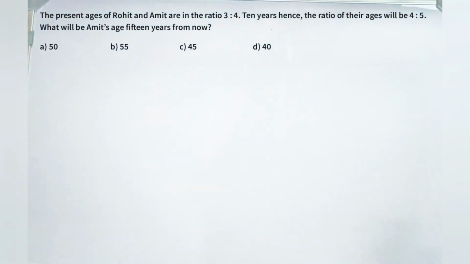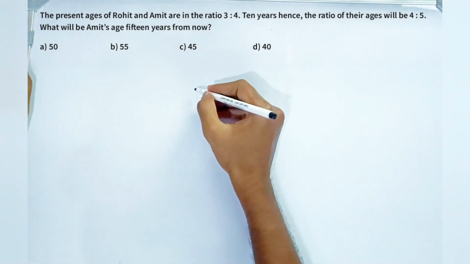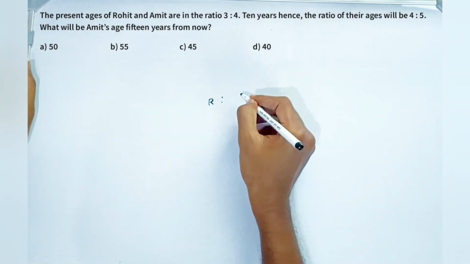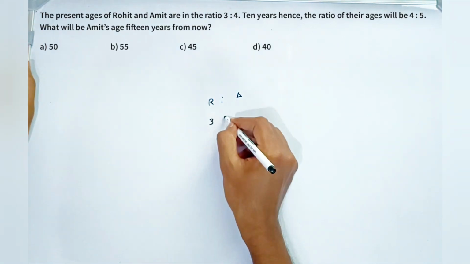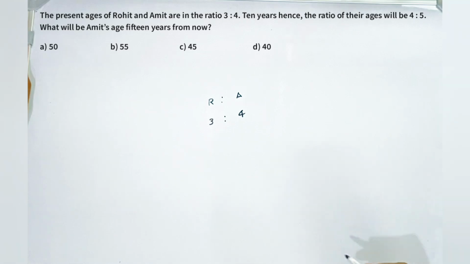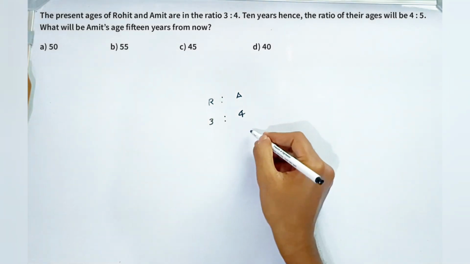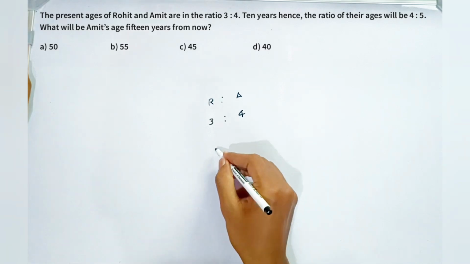Okay, going to the next question. The present ages of Rohit and Amit are in the ratio of 3:4. 10 years hence, which means 10 years after, the ratio will be 4:5.